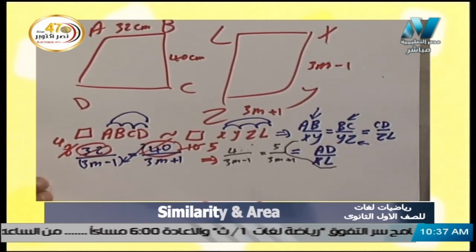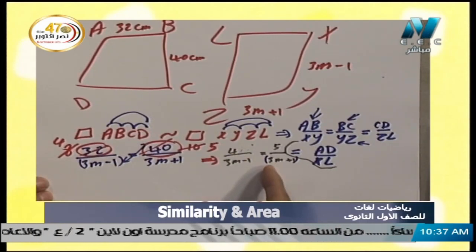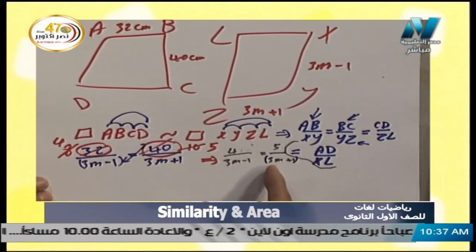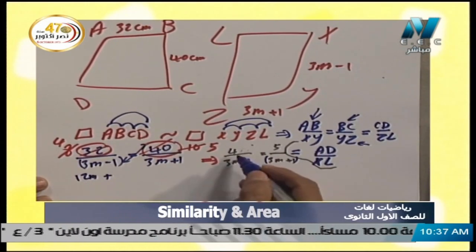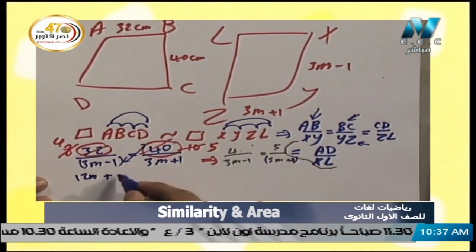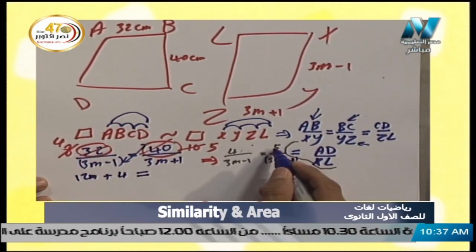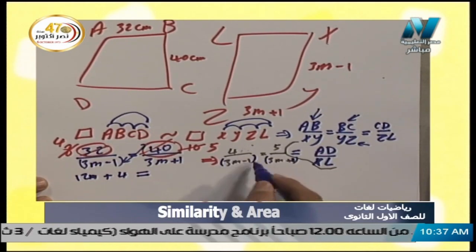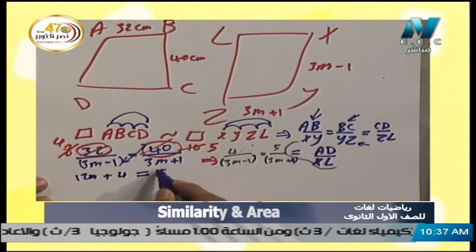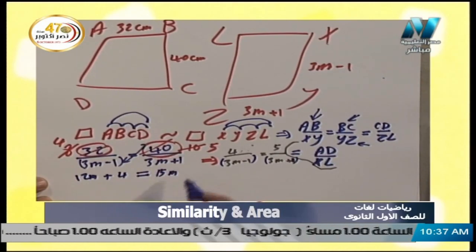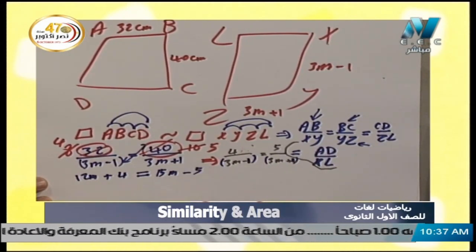What do we do? Cross multiplication here: 4 multiplied by 3m plus 1. 4 multiplied by 3 equals 12m, plus 4 multiplied by 1 equals 4. Equal, and multiply 5 by 3m minus 1. 5 multiplied by 3 equals 15m, minus 5 times 1 equals negative 5.